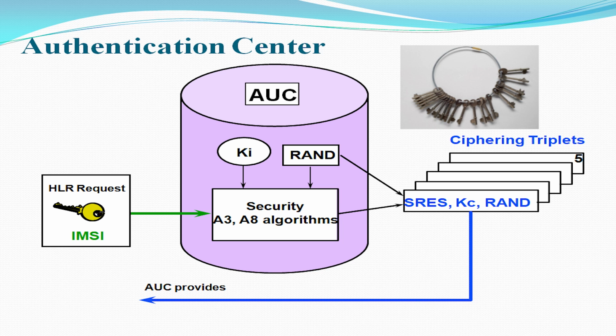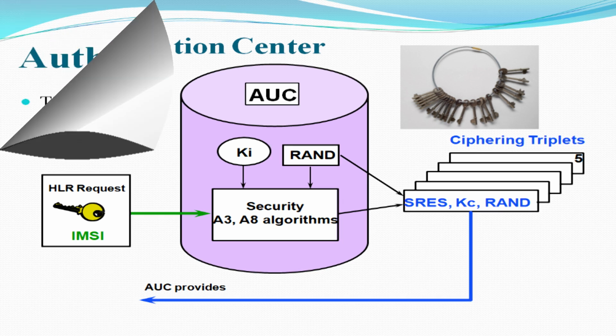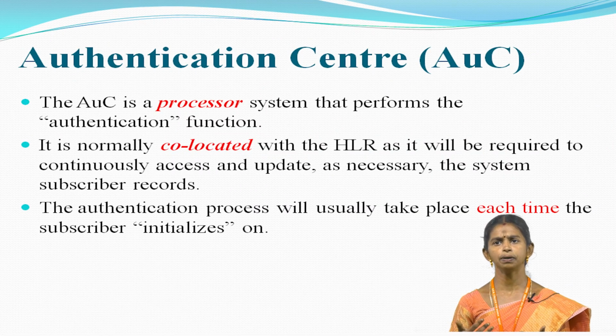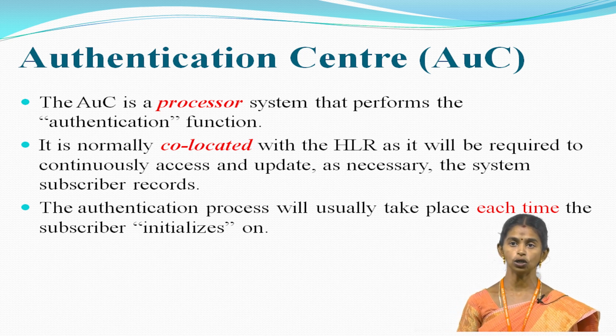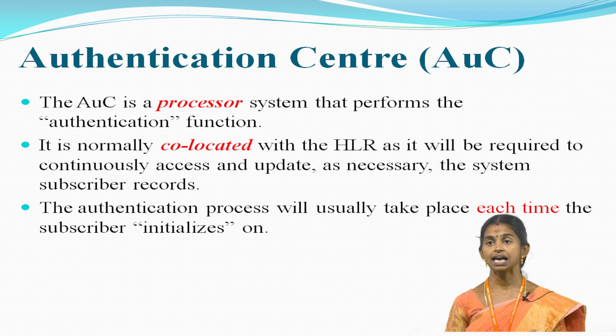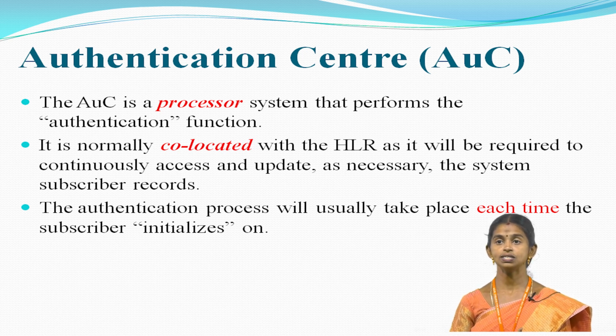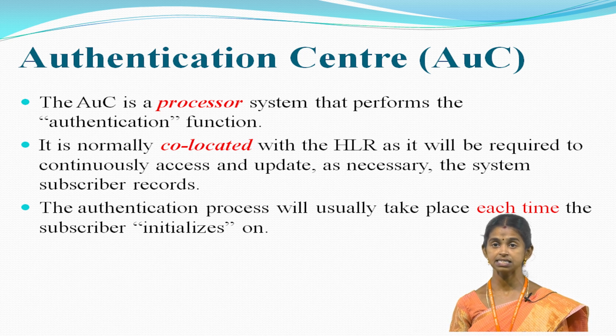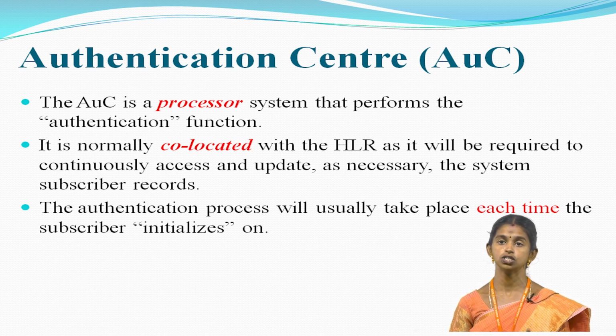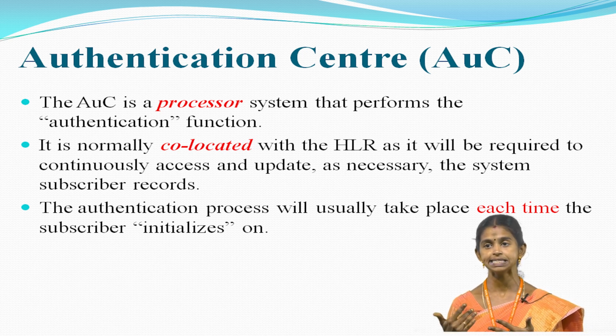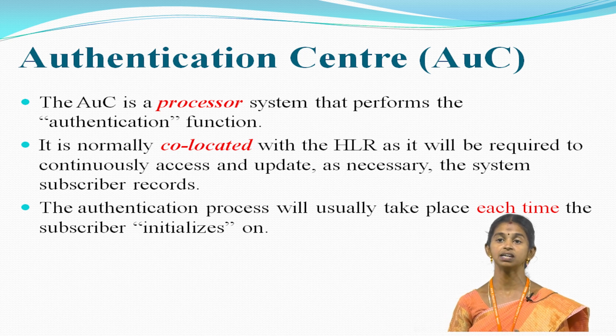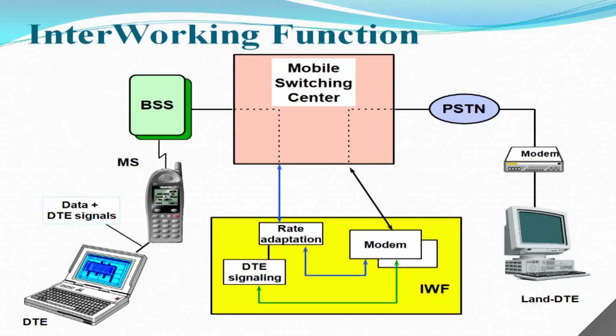AUC and its working model are displayed for your reference. AUC is a processor system that performs the authentication function. It is normally co-located with the HLR as it will be required to continuously access and update as necessary the system subscriber records. The authentication process will usually take place each time the subscriber initializes on. Interworking function is displayed here.